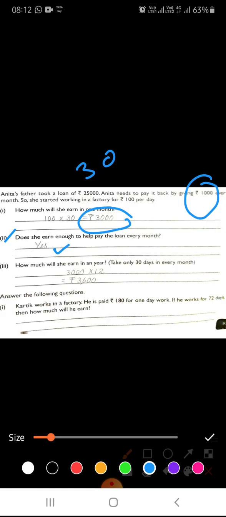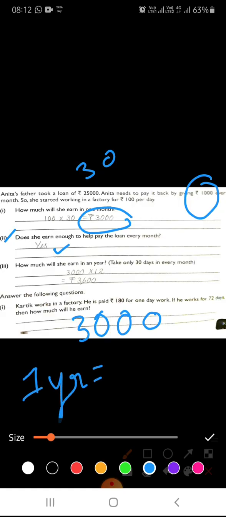How much will she earn in a year? As we know, in a month she is earning 3,000. So in a year, how much will she earn? We know that in 1 year, 12 months are there.